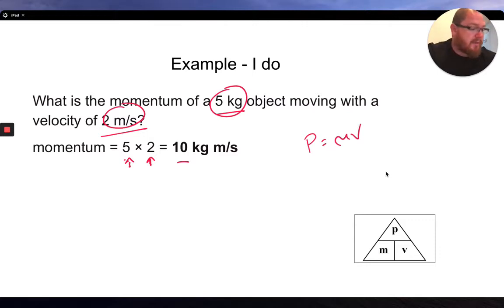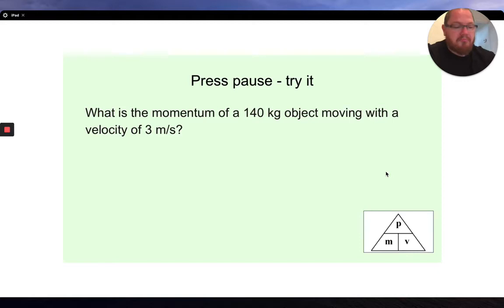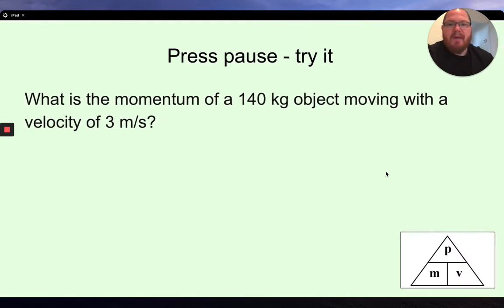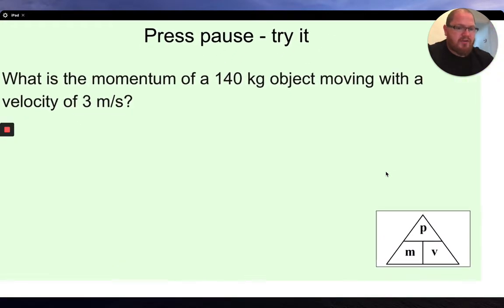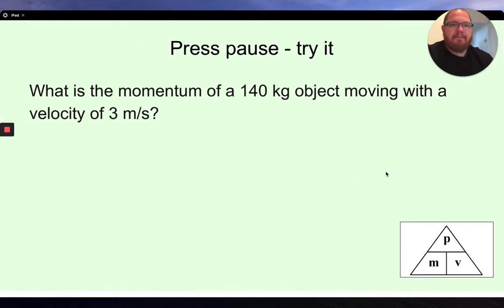Okay, just as a quick practice then, you try one. What is the momentum of a 140 kilogram object? Could be a truck, could be a ball, could be anything, moving with a velocity of 3 meters per second? There's your equation, have a go.